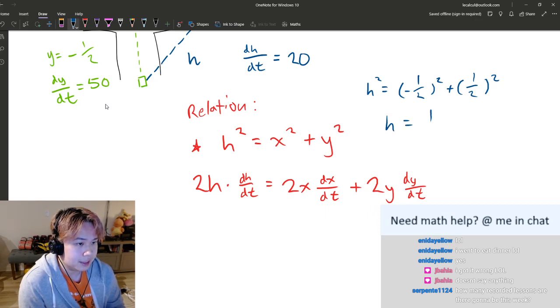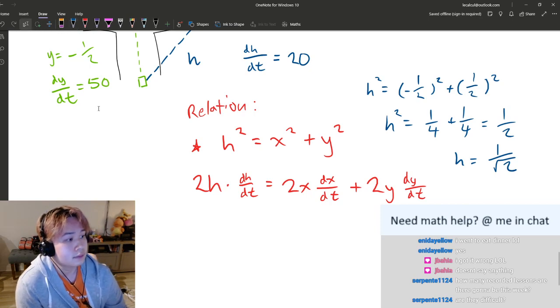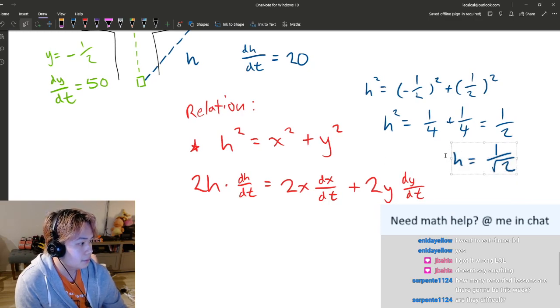Okay, so from this we get 1/4 plus 1/4. So this is 1/2. So then h is basically the square root of this, so 1/√2. Are they difficult? No. So here's my h. And then now I know every single value in here.